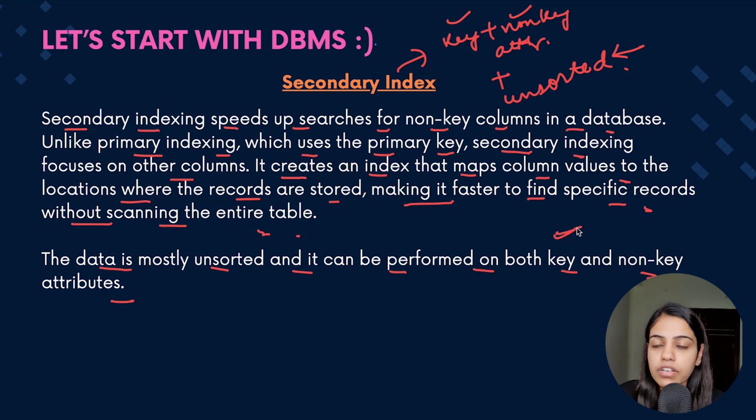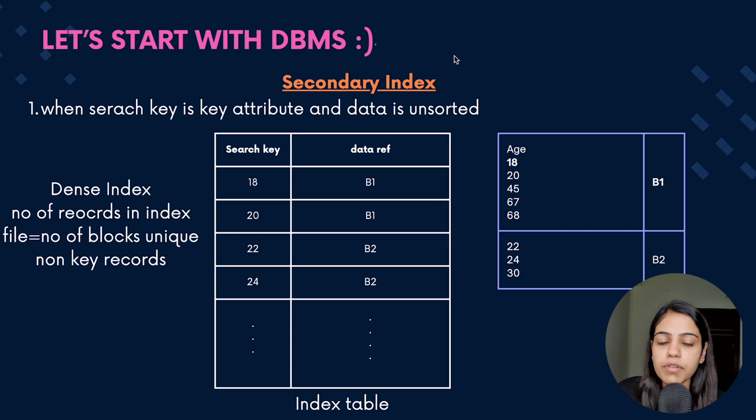Now here key attribute doesn't only mean the primary key. There are multiple keys present in our table, such as primary key, candidate key, and super key. So don't ever consider that if there is a key attribute, it is always a primary key. It can be other attributes as well which hold some unique values because of which we can find some data. Now the secondary index will have two cases.